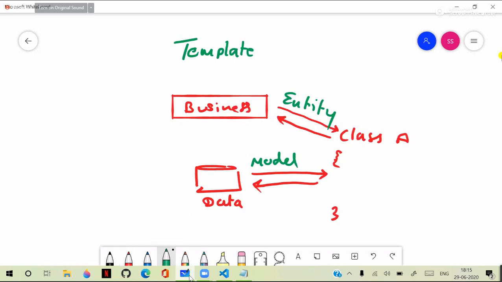The term entity comes from a concept called ORM, object relational mapping. Have you heard about that? ORM? You heard about that? Right. The point is that a class can have the behavior of a model when it is representing the data directly. A class is referred to as an entity when it is representing the business instead of directly the data.